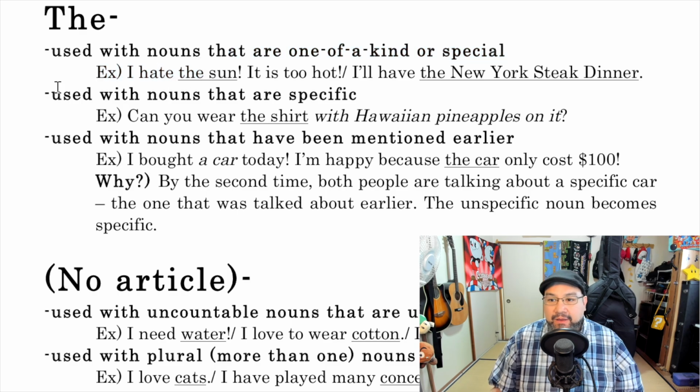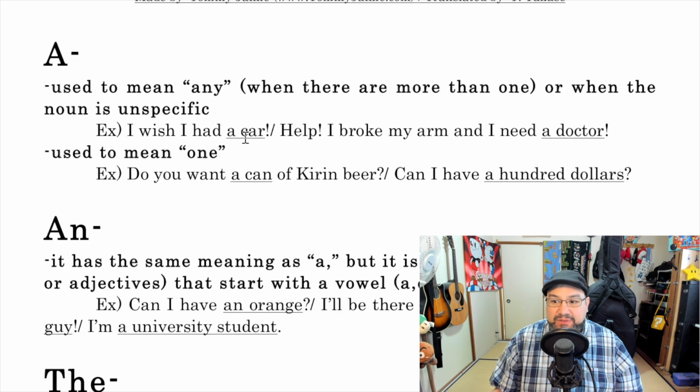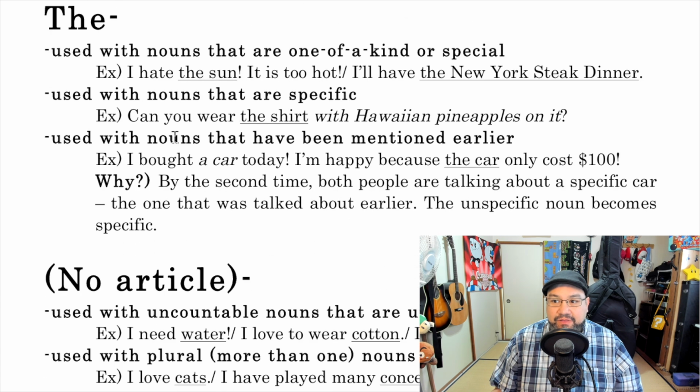Anyway, it is also used with nouns that are specific. Now here, they are unspecific or any. For the, they are specific. Can you wear the shirt with Hawaiian pineapples on it? If you say, can you wear a shirt? That's any shirt. Can you wear the shirt? Then people don't understand. Which shirt? And if you say with the Hawaiian pineapples on it, we know which shirt. It's a special or a specific shirt.